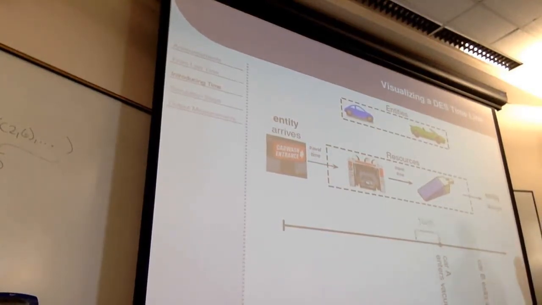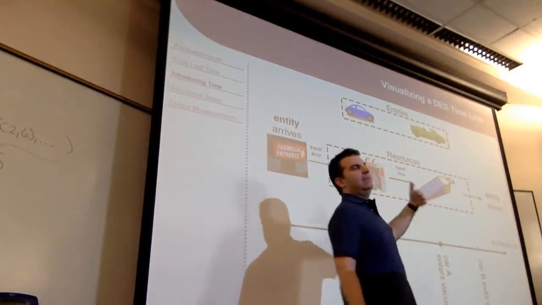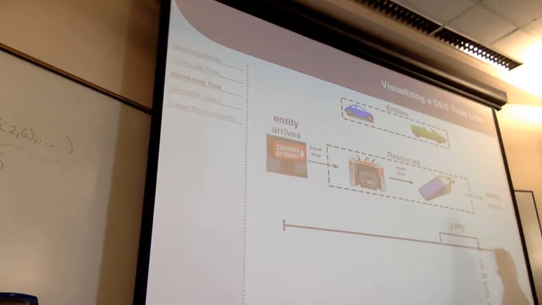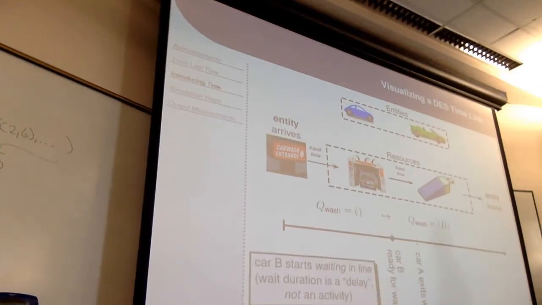All right, so then you can imagine this keeps going forward. Car A enters the vacuum. It's going to take a certain amount of time for car A to finish the vacuum, so we schedule that ahead. And then eventually we jump to the next event in the list, car B exits the wash. The point I'm making here is this is the process you go through in both the lab 2 exercise and in the homework. You're just going to keep track of a lot more stuff in the table.